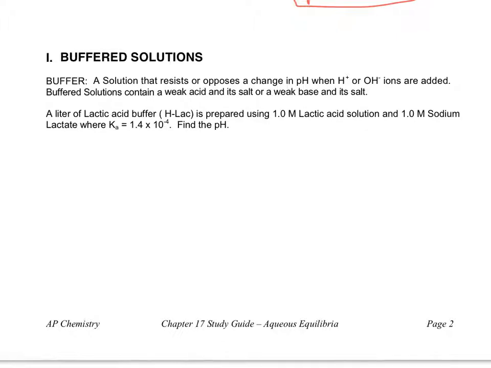Like I mentioned before, whenever you have a salt and an acid or a base, I recommend that you write the dissociation of the salt first. So I'm going to go ahead and do that. I have sodium lactate. If you know what the formula is, that's great. If you don't, remember you can abbreviate it. So I'm going to use NaLac as my sodium lactate. That is a soluble salt because it has sodium ions in it. It dissociates 100% into Na+ and lactate ion.